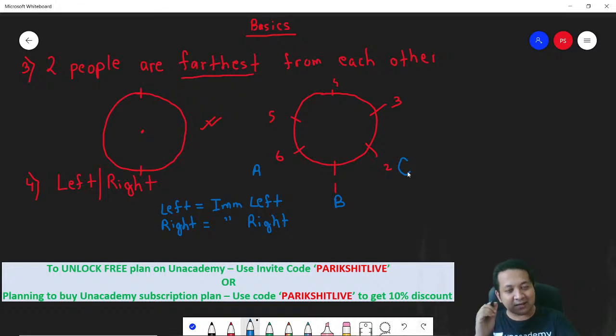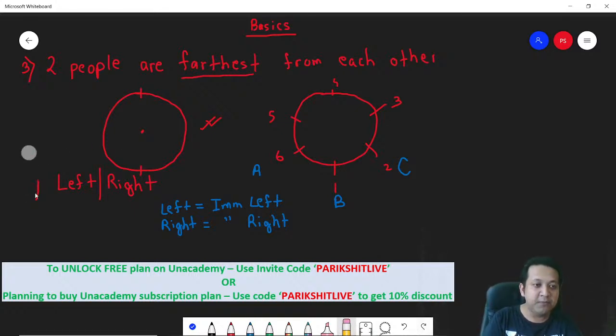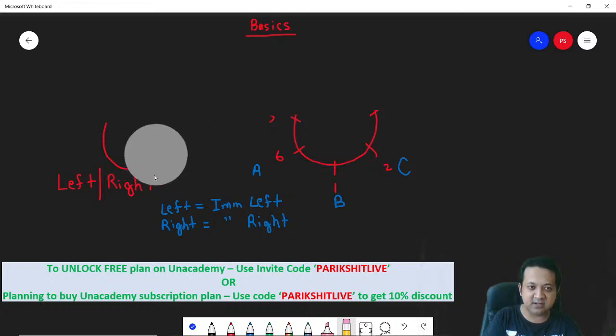So in a circular arrangement, there is no concept of immediate left or immediate right. Right would mean immediate right, left would mean immediate left. And that holds true always. Correct? That's point number four that you need to understand before we start solving questions on circles.